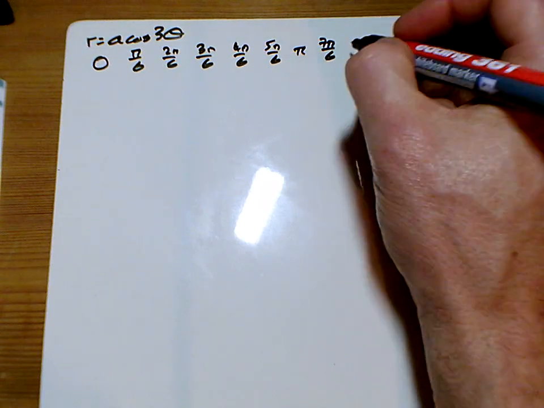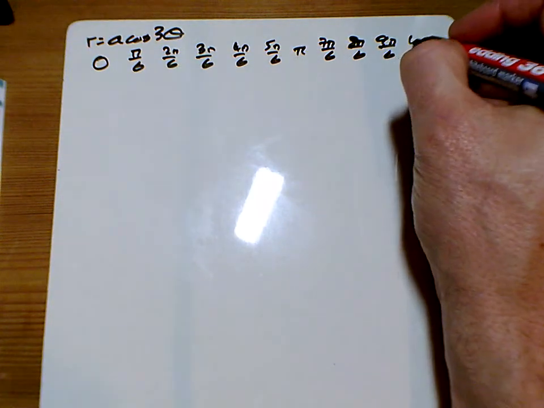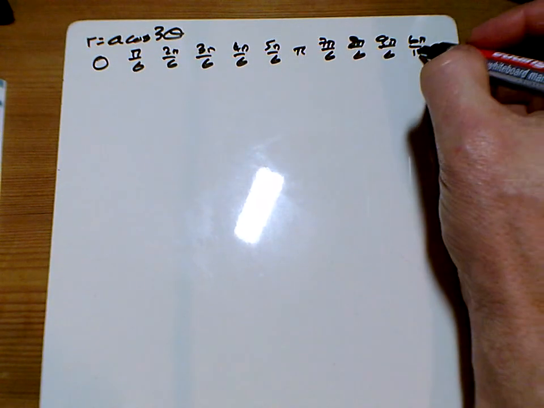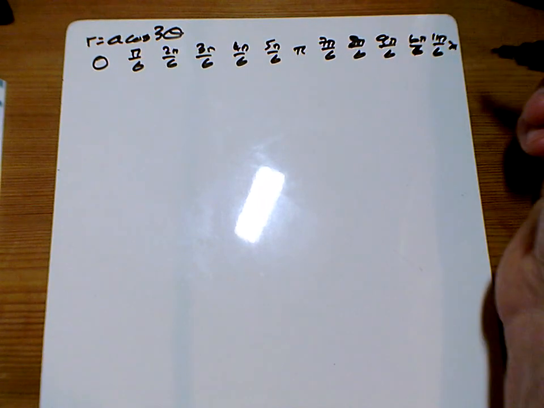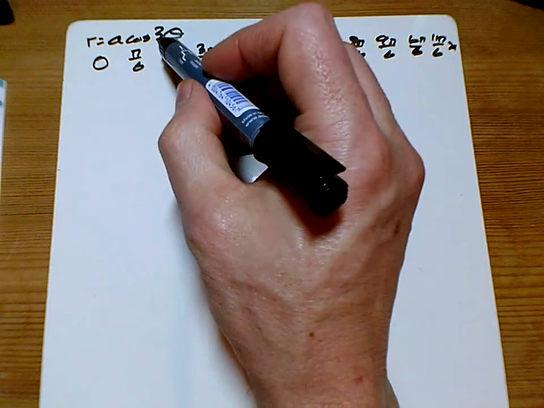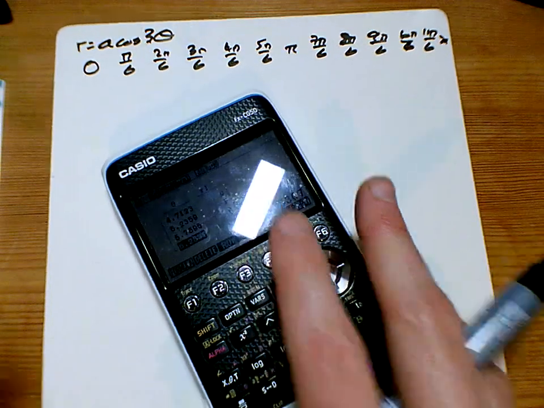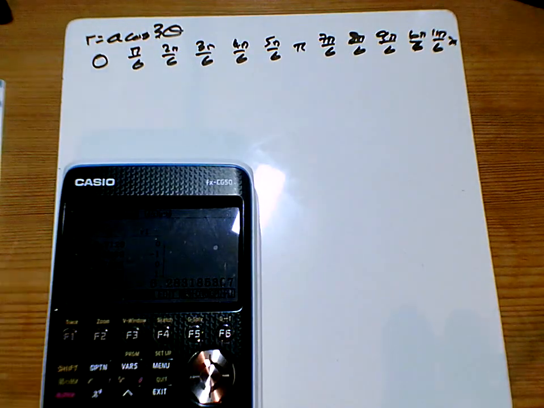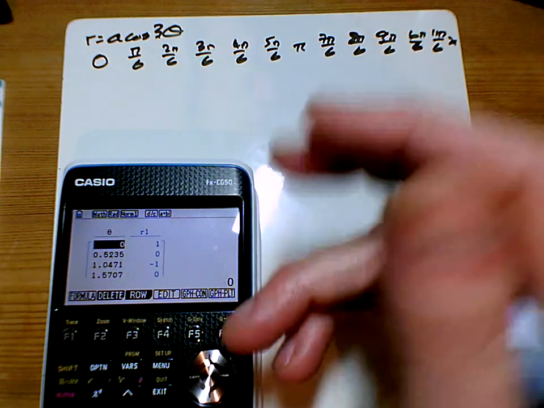3 pi over 6. I've tried this a few times already and keep going wrong. So I'm going to write out, first of all, a big long table of values, going up in pi over 6s. I'd normally go up in pi over 2s, but I divided by 3 to get that. And what I've then done is I've put it all on the calculator as we did before. I've got a big table of values here going up in pi over 6s.